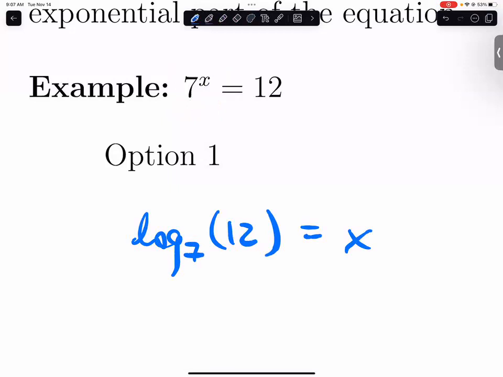Oh, hey, what were we trying to do? Solve. Solve means find x as a number that makes the thing true. That's just some number, right? Like we did it. There it is, right? Jazz hands. The log base 7 of 12 is x, is the solution to the thing.